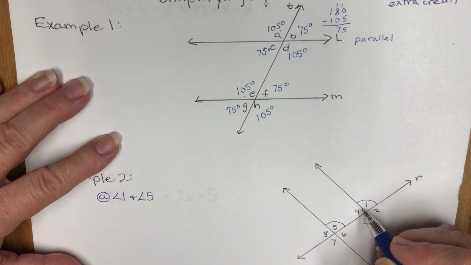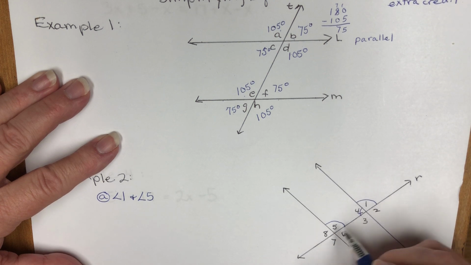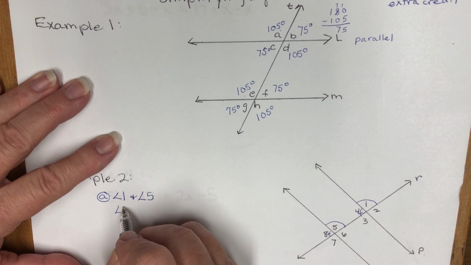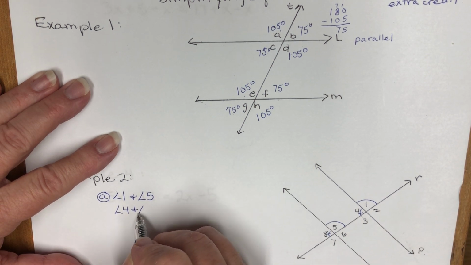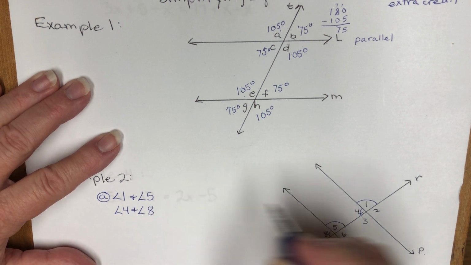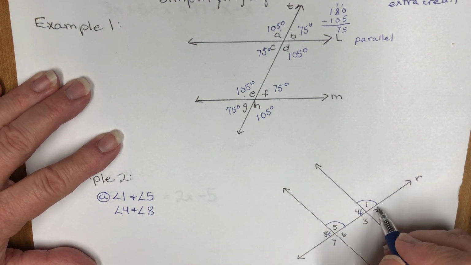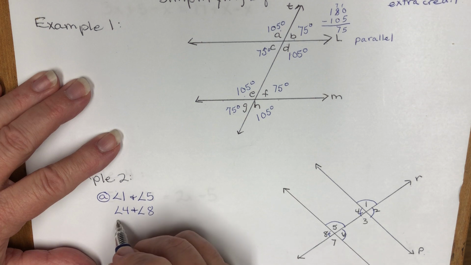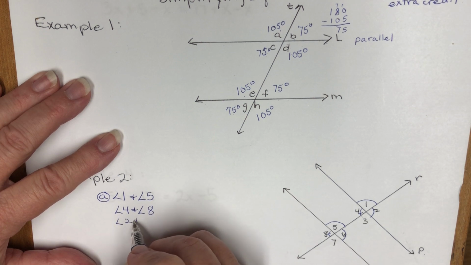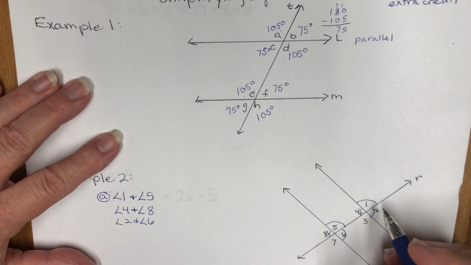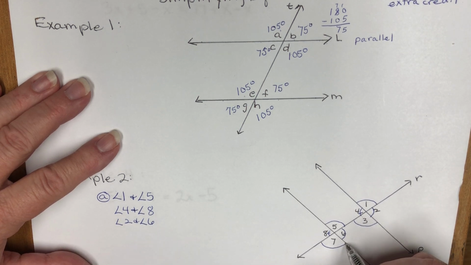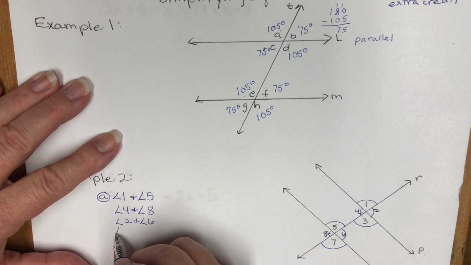Now another pair would be this pair, angle 4 and angle 8. They are also corresponding angles. Now I'm jumping to the other side. Angle 2 and angle 6 are corresponding angles. And then we also see that angle 3 and angle 7 are corresponding angles.